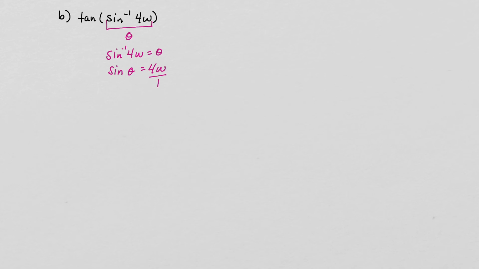So we'll try another one here. So the tangent of the inverse sine of 4w. So again, I'm going to let the inside stuff be equal to theta. So I'm saying that the inverse sine of 4w equals theta, or that the sine of theta is equal to 4w. And again, I can put it over 1. So if I draw my triangle, we're saying the sine of theta, so the opposite, 4w, the hypotenuse 1.